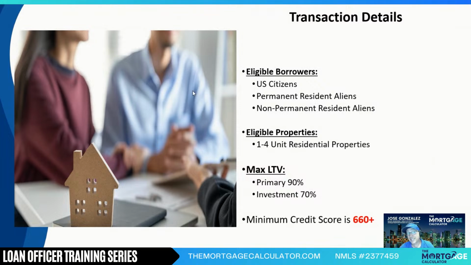Neither are ITIN borrowers. Eligible properties are 1 to 4 unit residential properties. Maximum LTVs are 90% for primary residence and 70% for investment properties. And the minimum credit score for the HE loans is 660 and up.